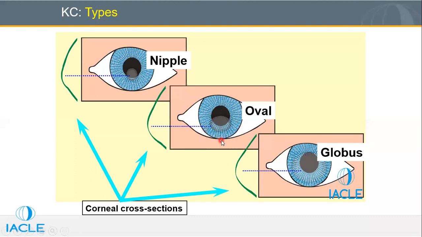Eventually, an oval cone in some patients leads to the globus cone, but it is not necessary that all oval cones would shift into the globus cone, but in some patients it has been seen.